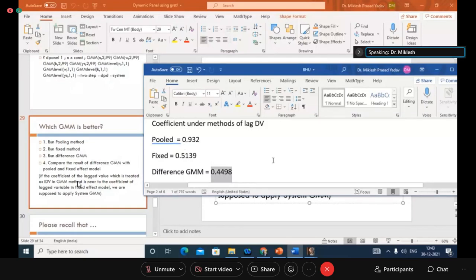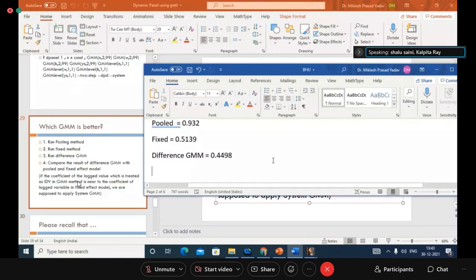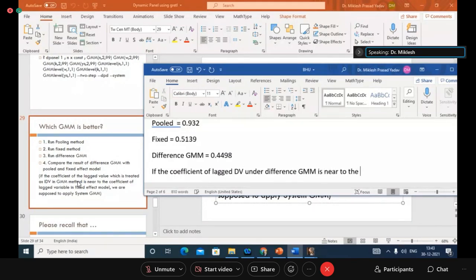Anyone? Near to fixed only, sir. More responses, please. Near to fixed. Fixed, sir. Yes. So what it says: if the coefficient of lag DV under difference GMM is near to the fixed effect model, we have to apply system GMM.